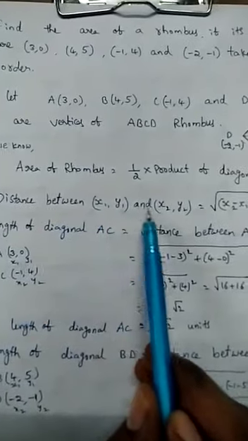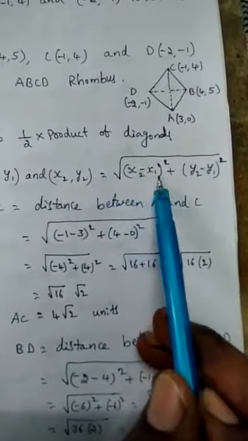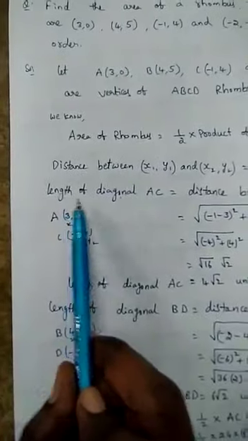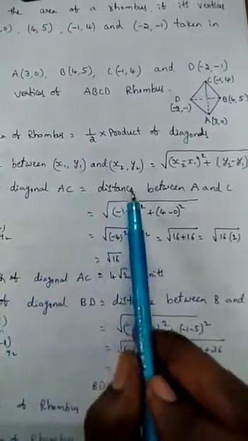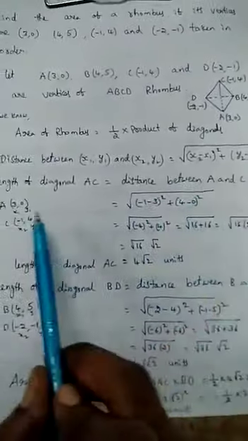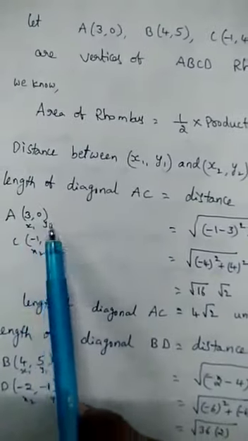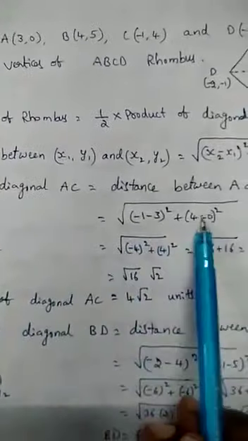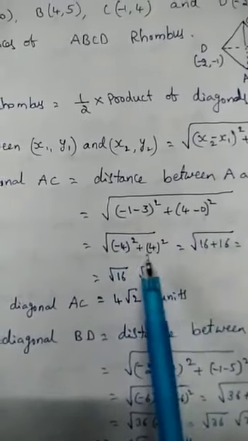Coming to that concept, the distance between (x1, y1) and (x2, y2) is, already we know the distance formula, square root of (x2 minus x1) whole square plus (y2 minus y1) whole square. Then the length of the diagonal AC is equal to the distance between A and C. Here A is (3, 0), C is (-1, 4), as x1 y1 and x2 y2. So (-1 minus 3) whole square plus (4 minus 0) whole square. -1 minus 3 is -4, whole square. 4 minus 0, 4 whole square.